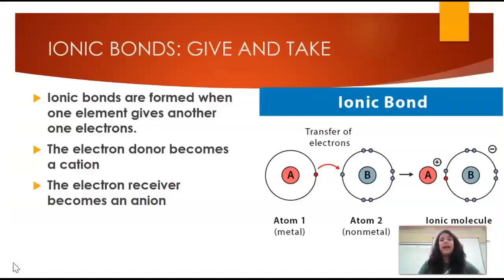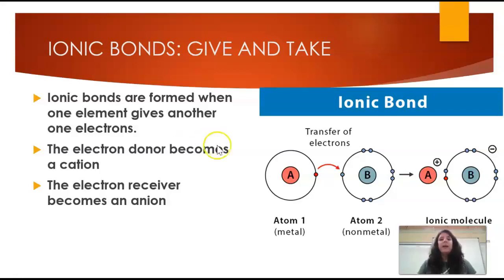We're going to start with ionic bonds. Ionic bonds are a give and take situation where one atom is going to give another atom its electrons. And because we are either losing or gaining electrons, both atoms will become charged. One will become more negative because it's picking up a negatively charged particle, and one will become more positive because it's giving up a negatively charged particle.